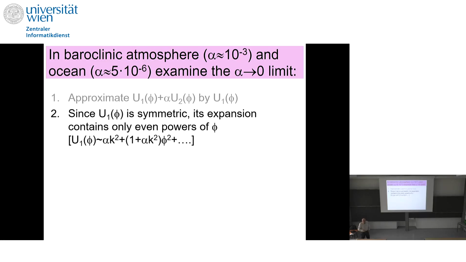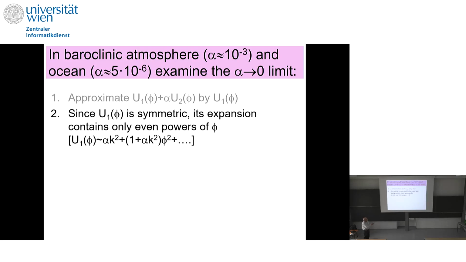The terms there are sine squared and cosine squared, so they are symmetric about positive and negative phi, so I can expand it in phi. If I expand it in phi, you get an equation something like this. The cosine becomes 1, and this is the expansion in phi of this U1.